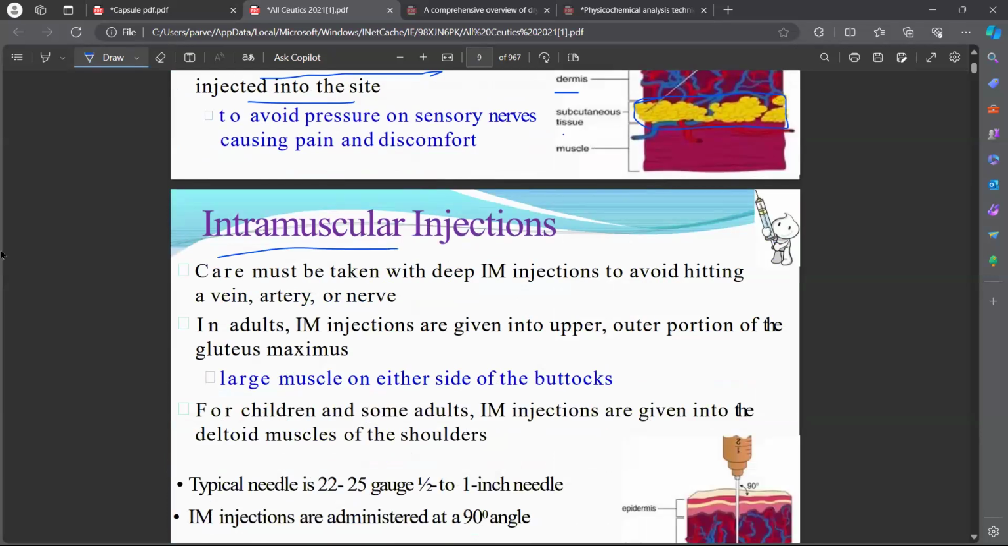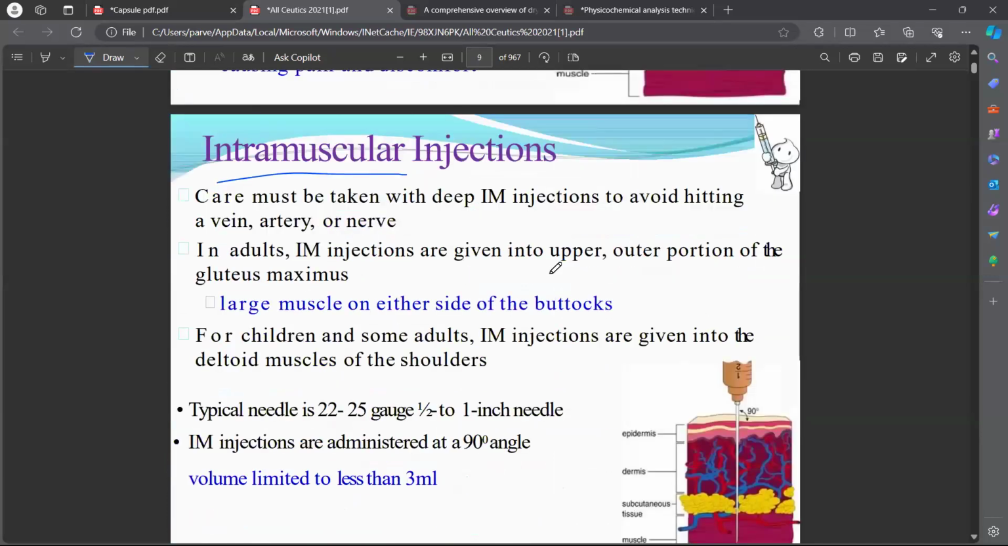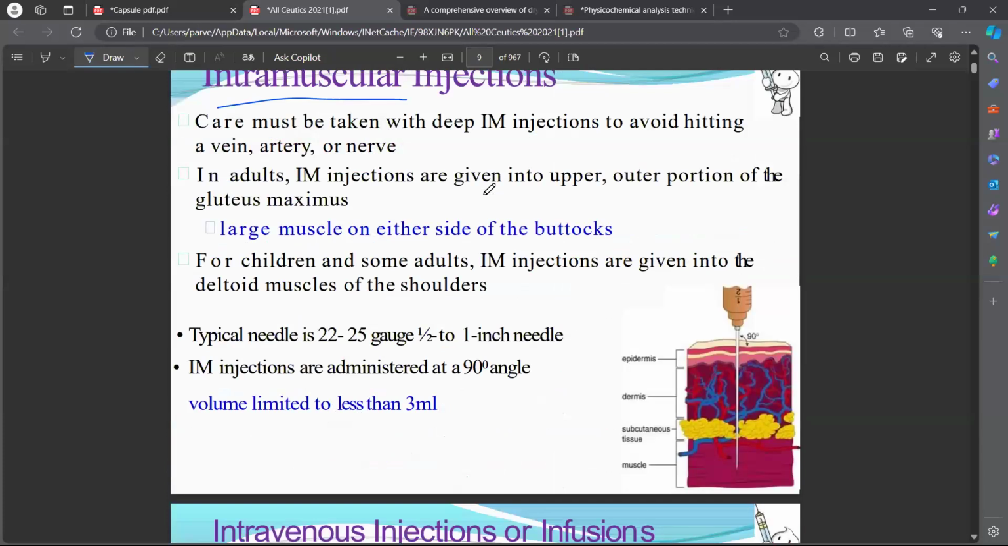Next, intramuscular. Intramuscular is given to the upper and outer portion of the gluteus maximus, the larger muscle on the outer side of the buttocks. For children, the injection is given to the deltoid muscles on the shoulder.